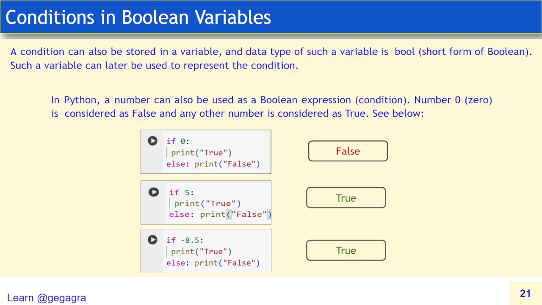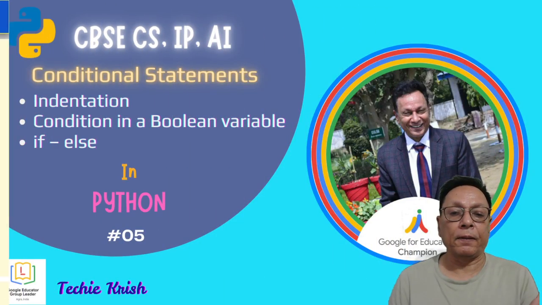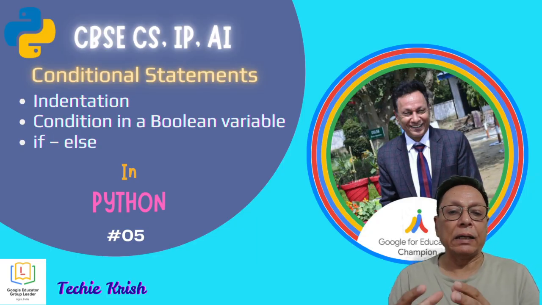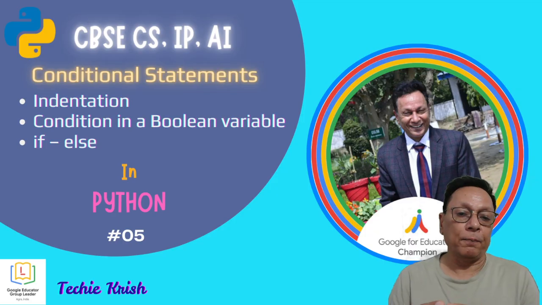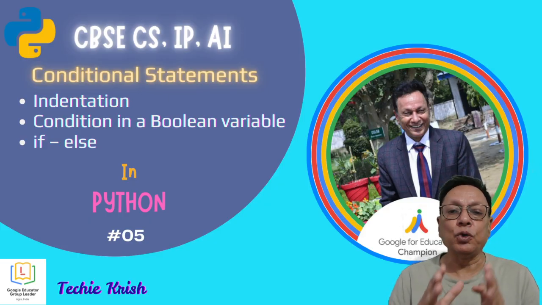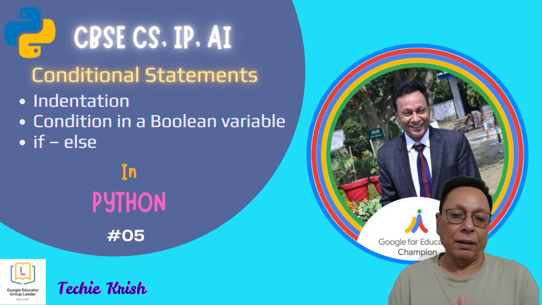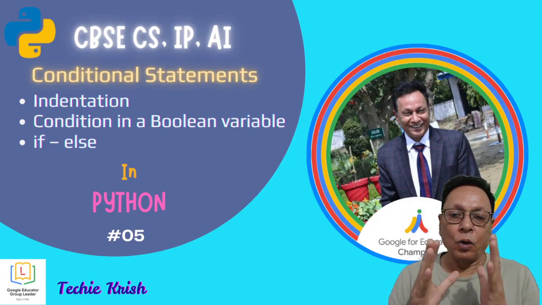Okay, so this is about the condition we can store in a variable. This is about the analysis of the Boolean variable or the Boolean values. Hope you understood the concept of indentation, and I would suggest that while making indentation in your program, use a pencil to draw lines, so that indentation in the program can be maintained. Hope you understood the concept.